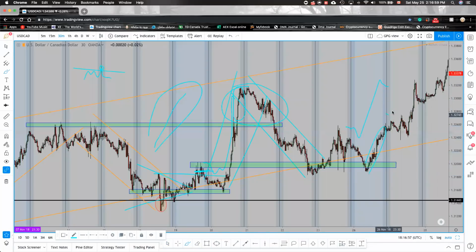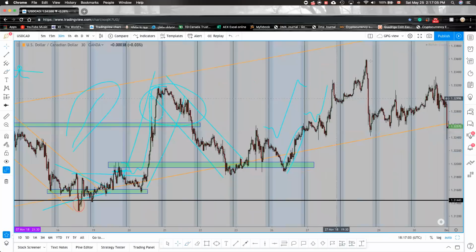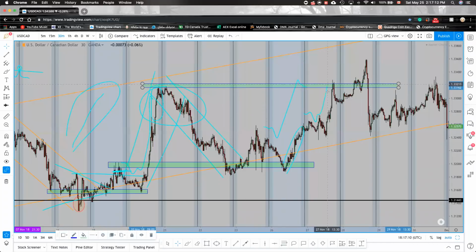Next day, same thing. Now price wants to go high. So every day, what do they have to do? It's just stop hunt a little and then go back up. What is now?